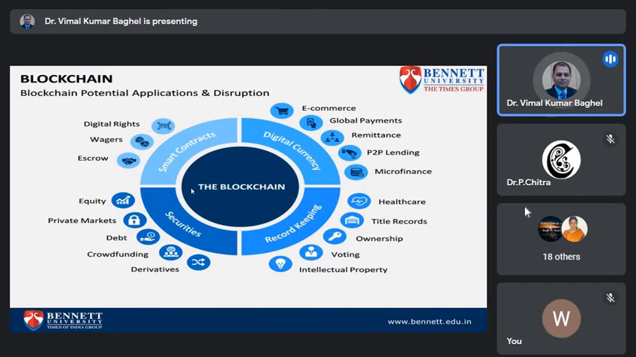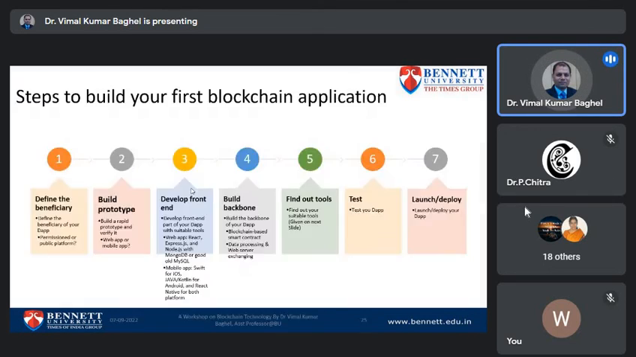E-commerce applications, global payments, remittances of money. You can see these are all probable use cases, and these probable use cases are not limited. We can have some other use cases also, right? So that was the discussion about the probable use cases.